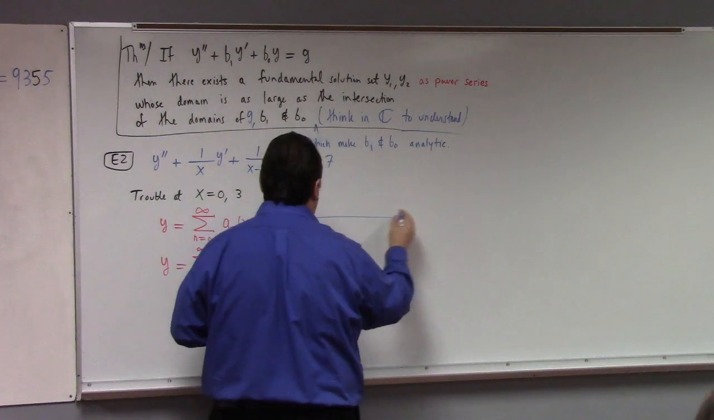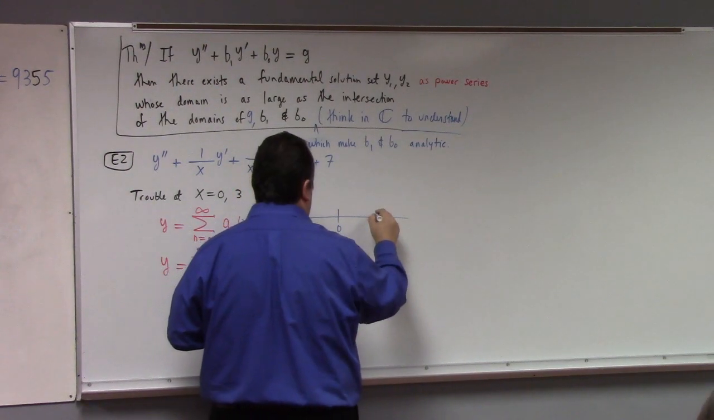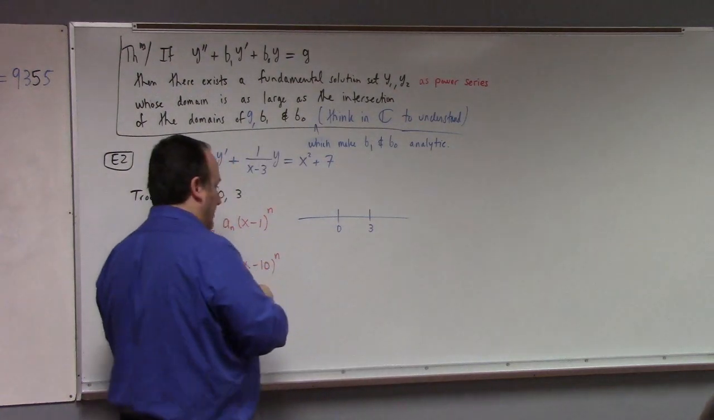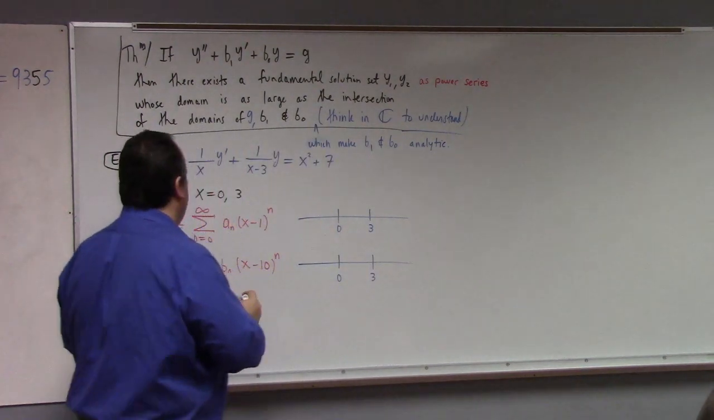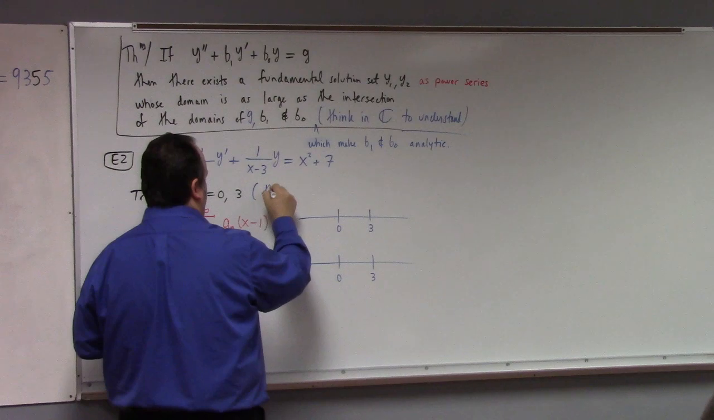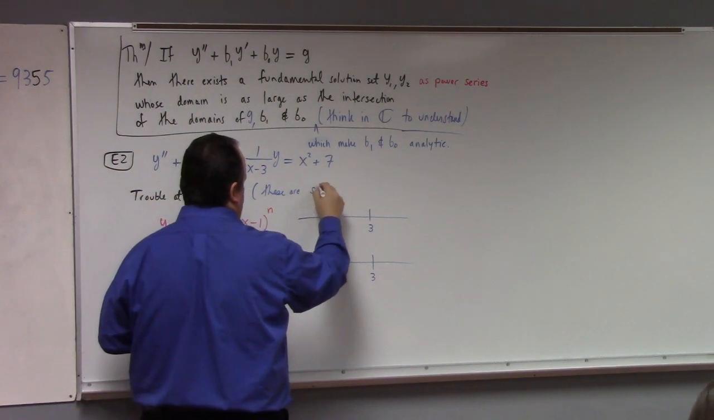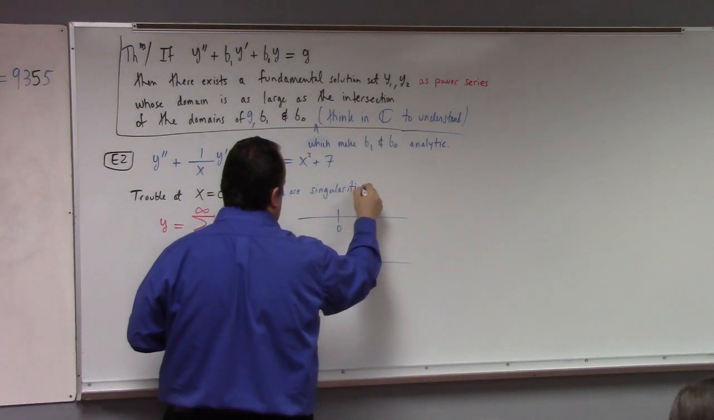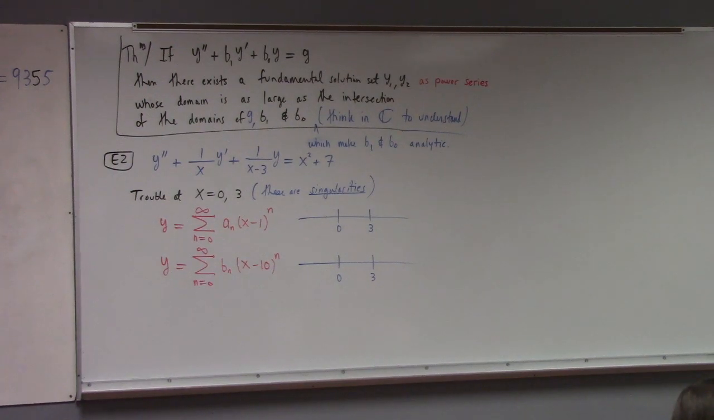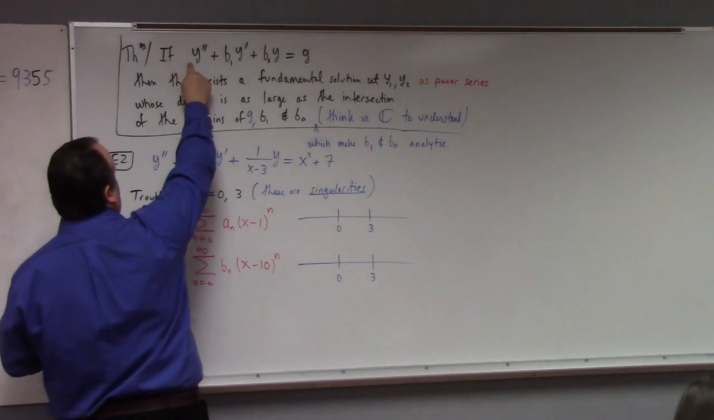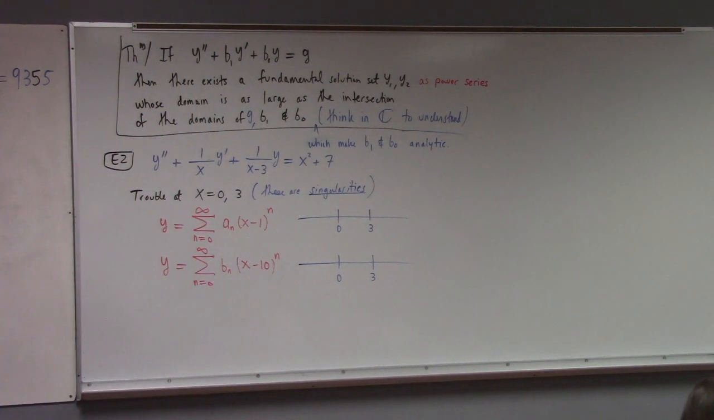So here's a picture. The trouble spots are 0 and 3, right? I'll draw another picture down here. 0, 3, these are the places. The trouble spots, these are called singularities. So singularities are places where the coefficient functions are not analytic. Notice that I'm assuming a very special form of the differential equation to start with. I assumed that the leading coefficient of y prime prime was 1. That's important, because if it's not, we have to divide by it in order to get to this point.